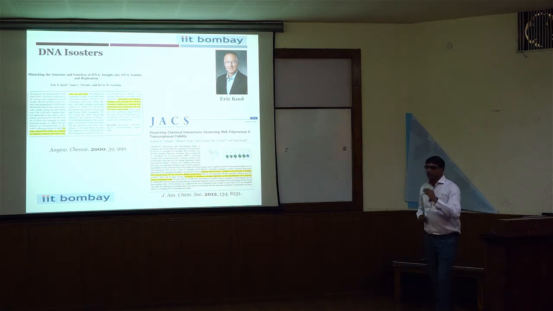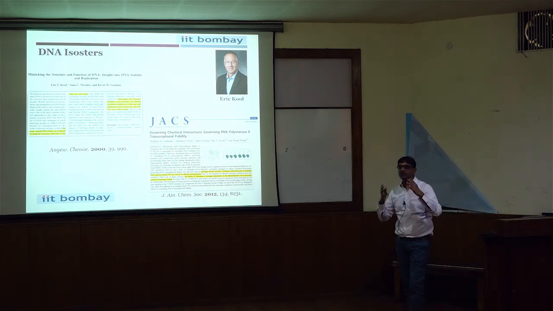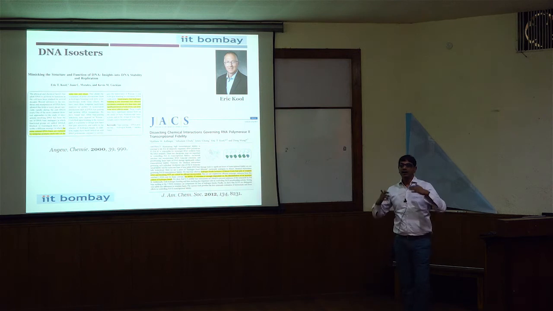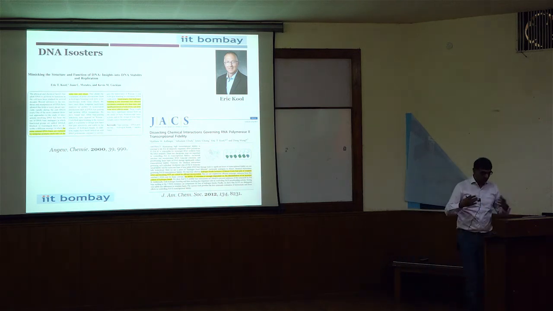Now, he calls it a DNA isostere. There is a shape recognition rather than hydrogen bond formation. In the case when polymerases are working on DNA, there is only a shape recognition, and this Watson-Crick base pairing makes it better in terms of its fidelity.